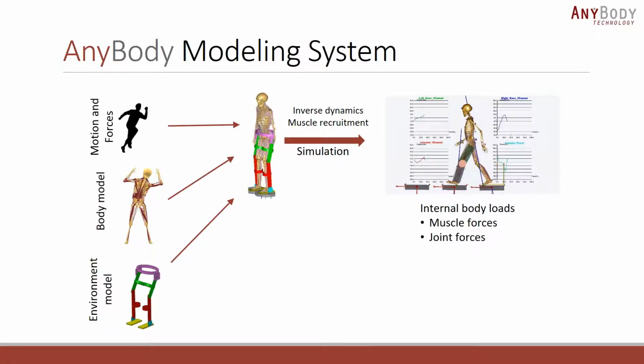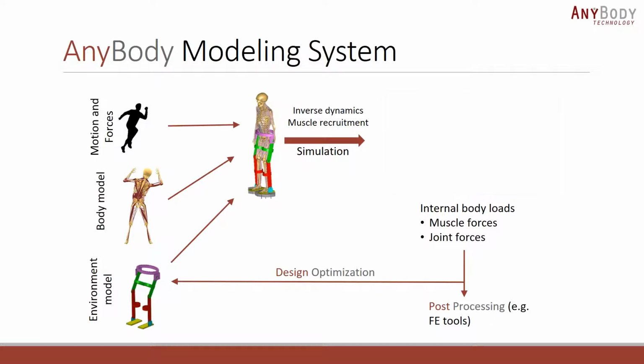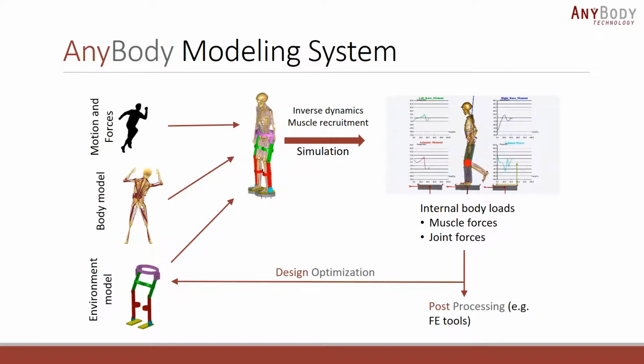And the output would be the internal body loads in the human model. It could be muscle forces or joint forces. Those things you may output and use in other tools. It could be finite element analysis and that kind of thing. And finally, you could close the loop completely and do design optimization to optimize your product.